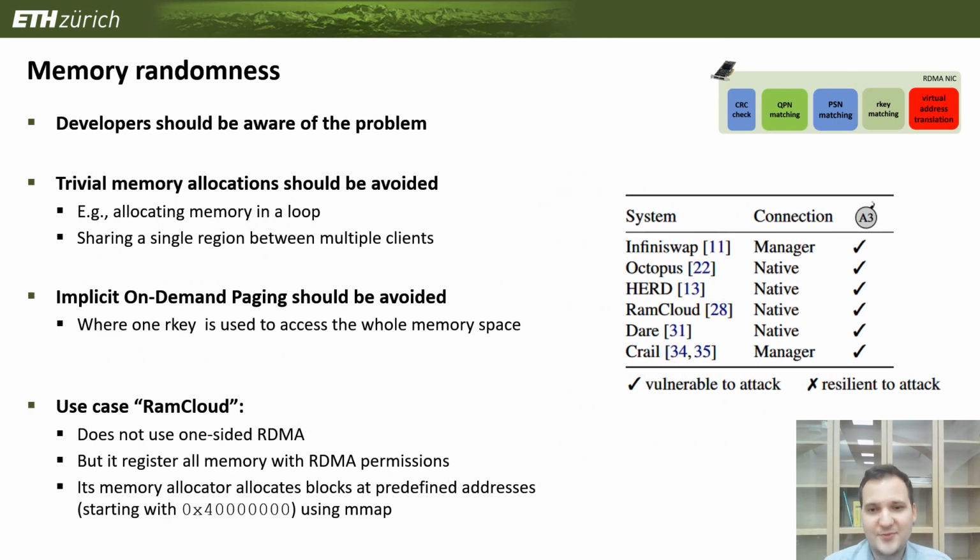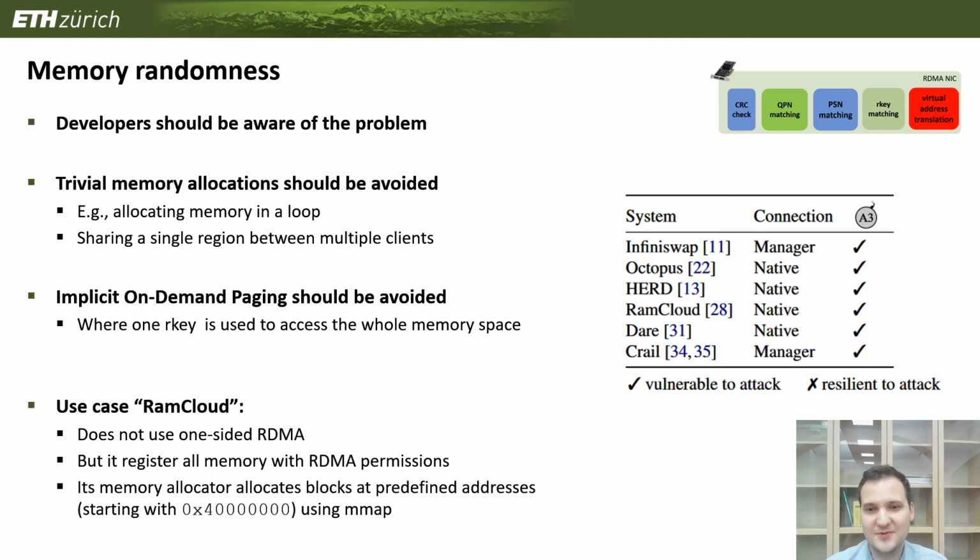Finally, for the memory randomness, application developers should avoid simple or obvious memory allocations when they allocate memory in a loop. Again, malloc and all these allocation algorithms are deterministic. You can always predict the address if you know the pattern of the application. So as you can see, we analyzed 6 different applications and all of them were vulnerable to this attack. The attacker could always guess the location of the memory.